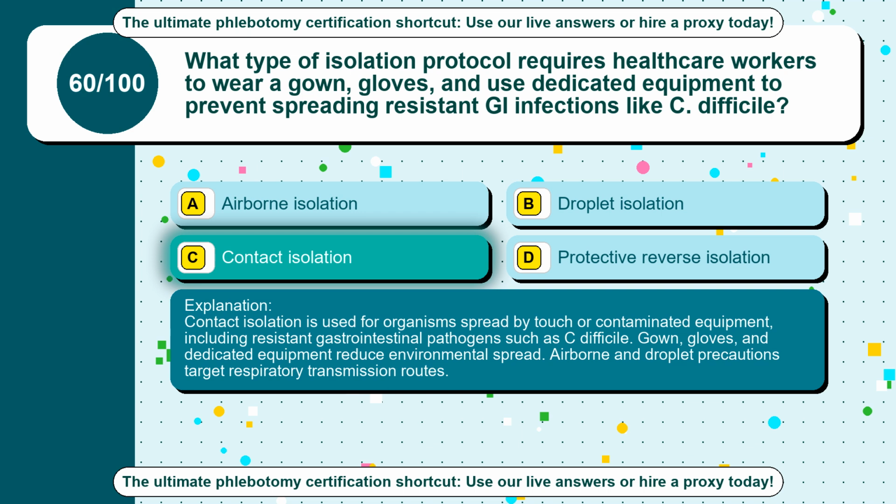Contact isolation is used for organisms spread by touch or contaminated equipment, including resistant gastrointestinal pathogens such as C. difficile. Gown, gloves, and dedicated equipment reduce environmental spread. Airborne and droplet precautions target respiratory transmission routes.